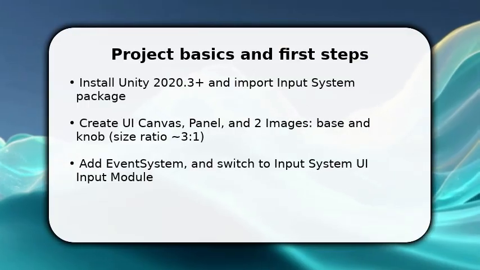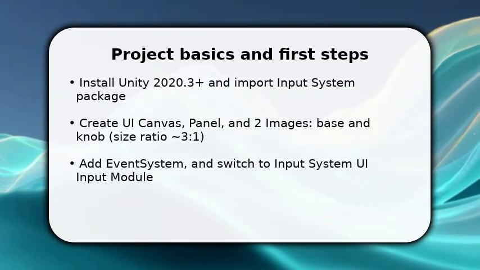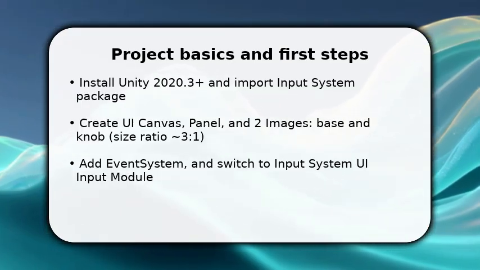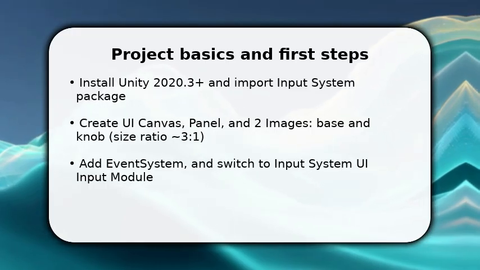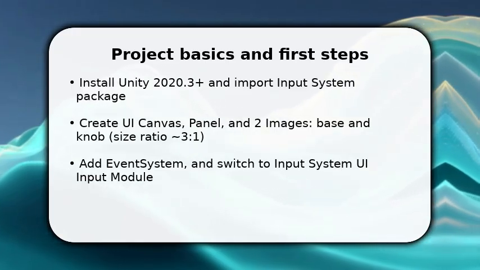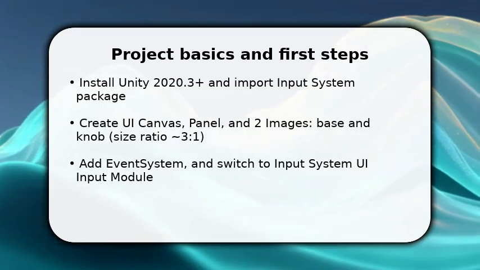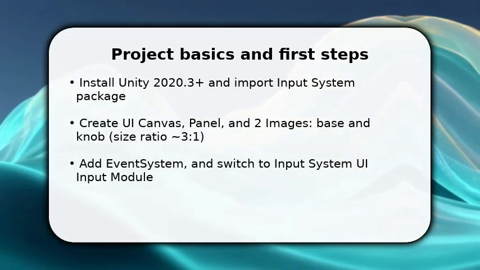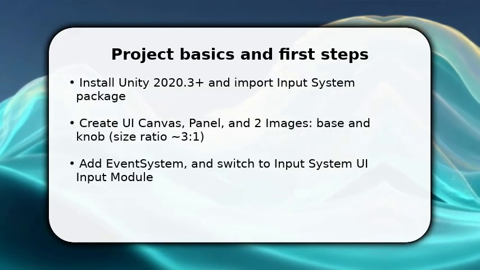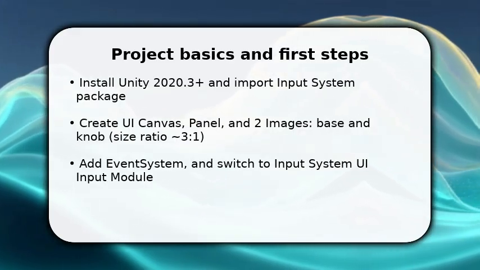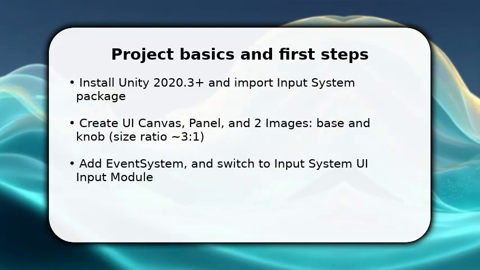You start by preparing Unity and the input system so your joystick reads touch and mouse events correctly. Open the scene, add a canvas in screen space overlay, then add a panel to hold your joystick UI. Create 2 images, one for the base and one for the knob. Make the base roughly 3 times the knob diameter so dragging feels natural.